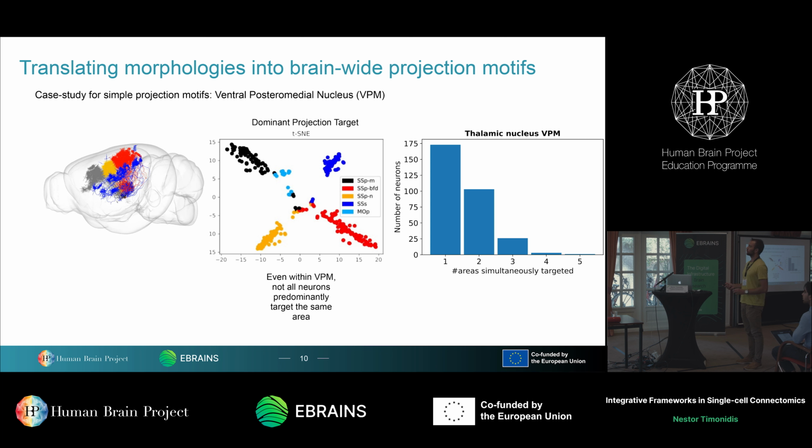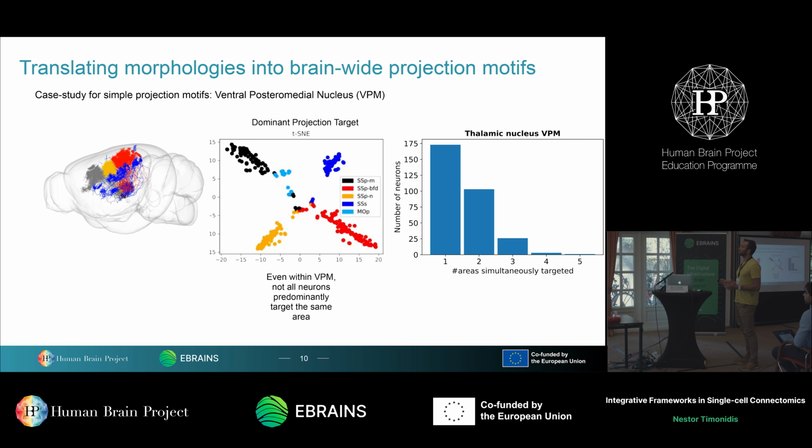So what we did here is we adopted a color coding strategy to label each neuron based on its dominant projection target, the area that it most strongly projects to in terms of axonal length. And then we applied a dimensionality reduction strategy called t-SNE to essentially make a scatter plot and see how the data is distributed in the two most dominant dimensions. And you see that it has a quadrant-like representation, which is pretty consistent with the color coding. So not all neurons predominantly target the same area.